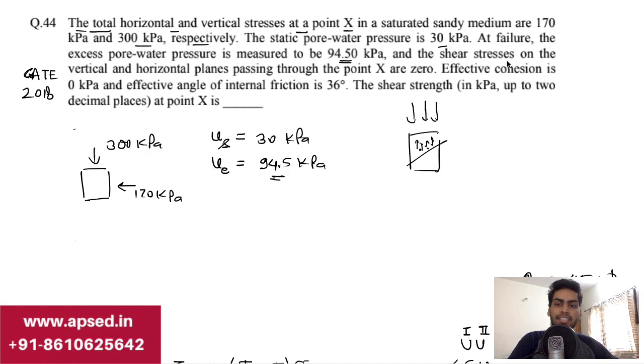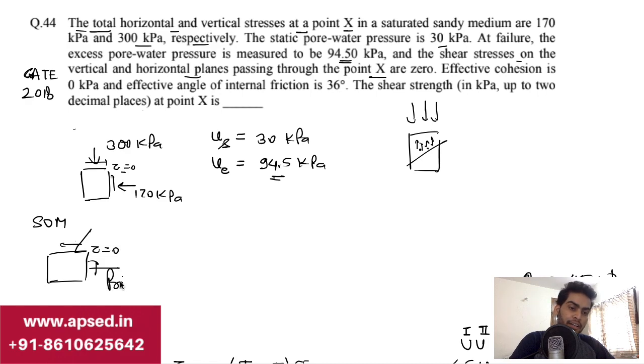Then it says the shear stresses on the vertical and horizontal planes passing through point X are 0. So on this vertical and horizontal plane, the shear stress value is 0. So shear stress on these planes is 0, and from SOM we know that on planes where the shear stress is 0, these planes are principal planes. So this is somewhat the element that we understood for the triaxial test.